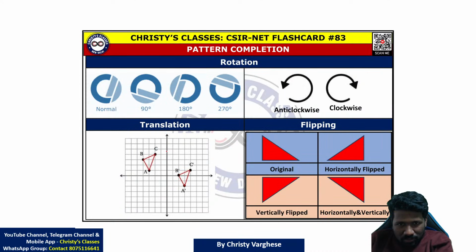So, and symbol sequence or spatial aptitude, this is called in GATE exam. About rotation, anti-clockwise or clockwise, translation, flipping, you should know. Flipping means like mirror image. यहाँ एक mirror रखा तो ऐसा flip होगा, यहाँ एक mirror रखा तो ऐसा flip होगा, दोनों mirrors का mirror imaging के बाद ऐसा होगा.